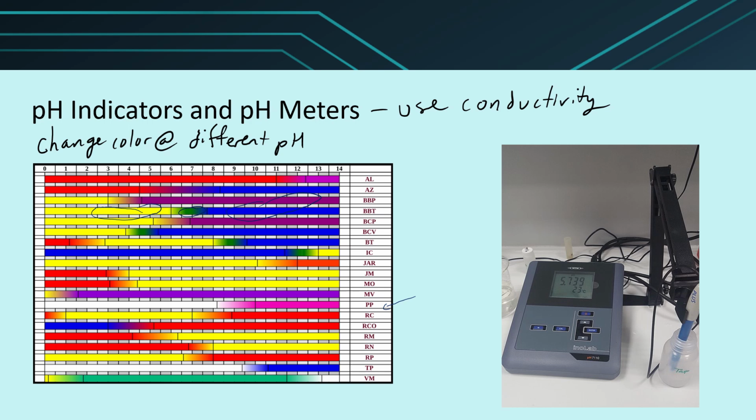There are also things called pH meters or pH probes, and those are calibrated to use the conductivity of the solution to measure the pH. And so that will give a very specific value on the pH meter and winds up being a little bit more accurate than just a color change.